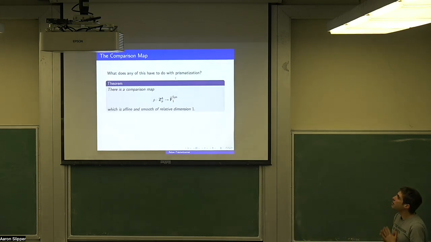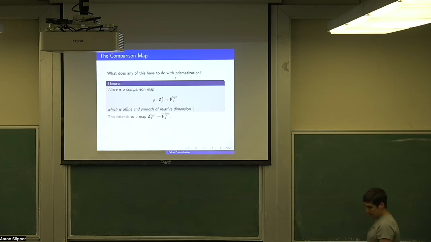But let me now state a theorem for you. There's a comparison map from the prismatization of ZP into F1 syn. In fact, it lands at the closed point. It goes to F1 syn hat. And what's more, it is an affine map which is smooth of relative dimension 1. So that's a sense in which this F1 syn is letting you simplify ZP prism. It's telling you ZP prism is one dimension higher than this more basic object.